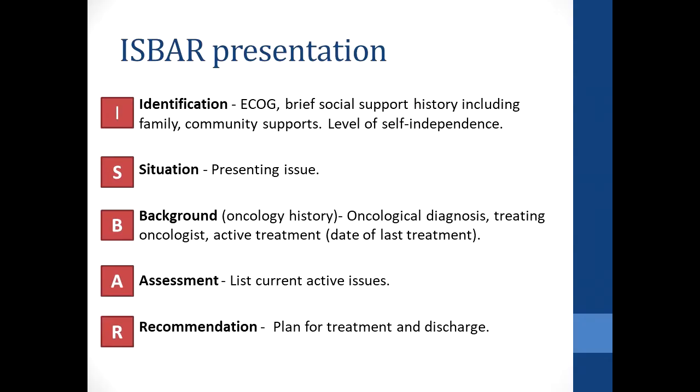The ISBAR presentation has five parts. First of all, identification, so ECOG status, brief social history, including family and community supports, and the level of self-independence. Situation: the presenting issues. Background: oncological diagnosis, treating oncologist, what's their active treatment and the date of the last treatment or the last cycle of chemotherapy, for example. Assessment: the list of current active issues and problem list. And recommendation: treatment plan and discharge.